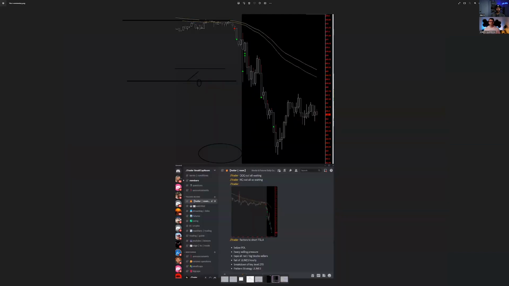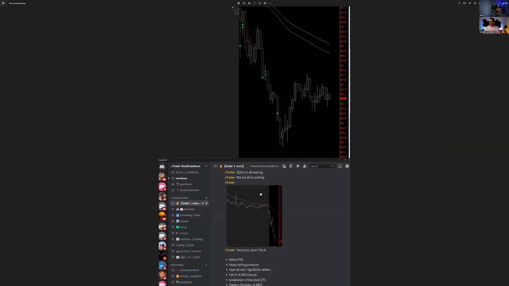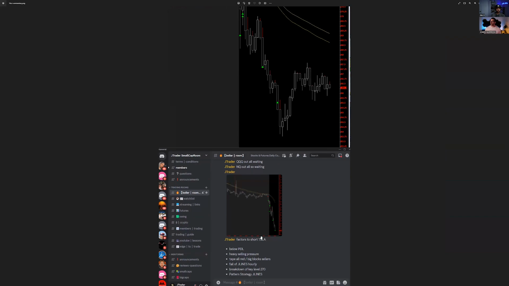So this was the same day, the commentary that we were giving, and I can repeat it over here. The factors to short are: below the previous day low, heavy selling pressure, tape all red with big blocks of sellers, failure of the Zealand's hourly, breakdown of the key level 270, and a pattern.